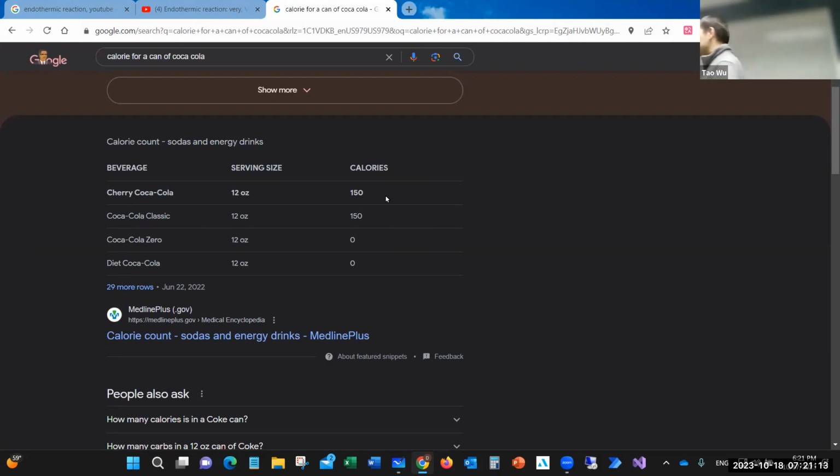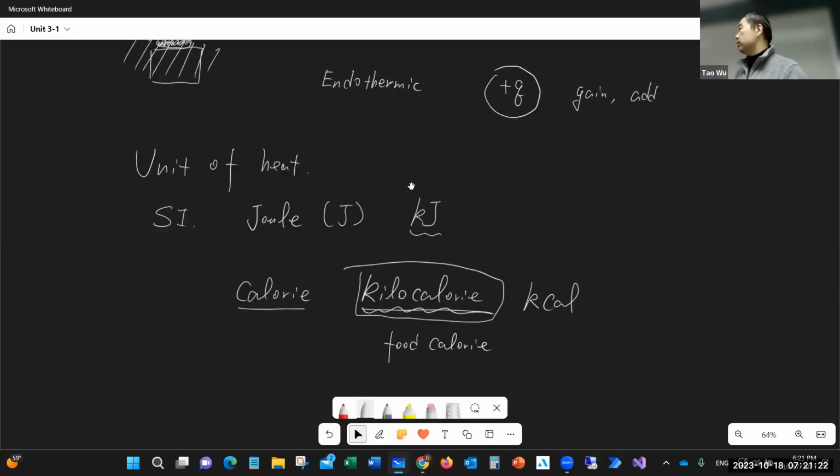150 calories. Okay, yeah. So that's a lot. Actually, there's a lot of sugar inside. If you know how to make Coca-Cola, then you probably don't want to drink it. One small tin of Coca-Cola probably has a similar amount of sugar inside. That's a lot of sugar.